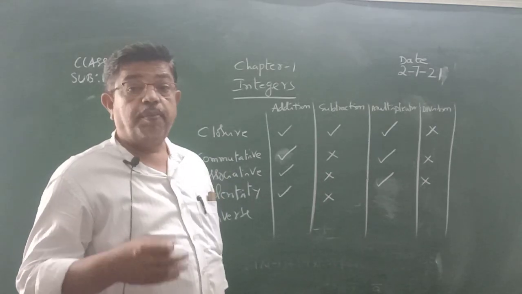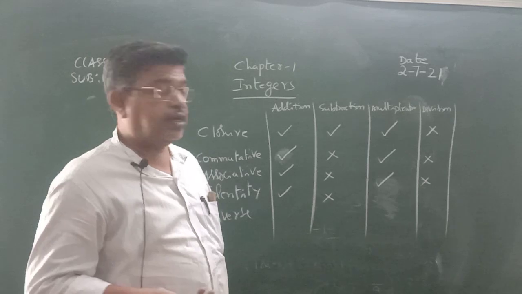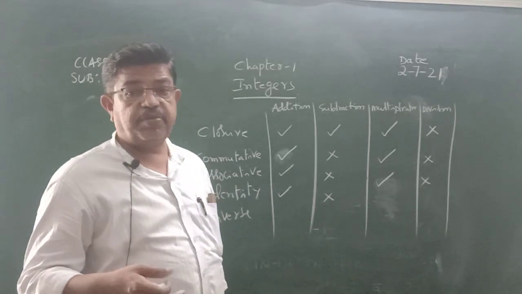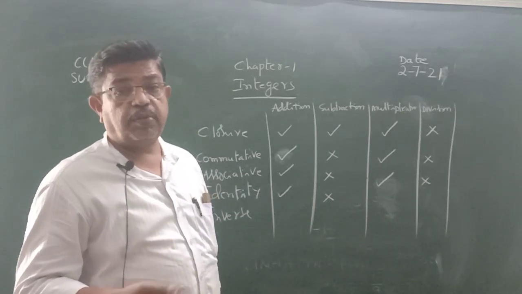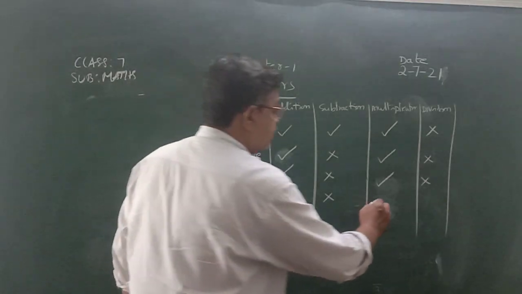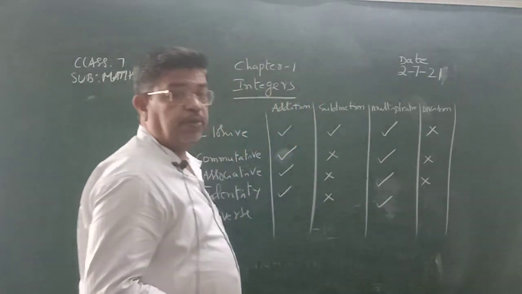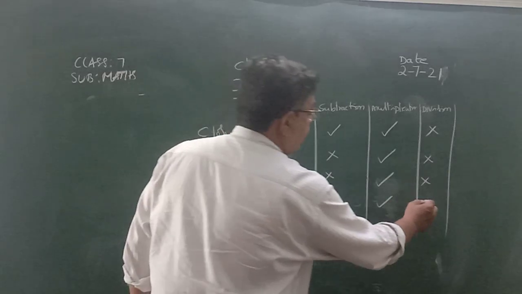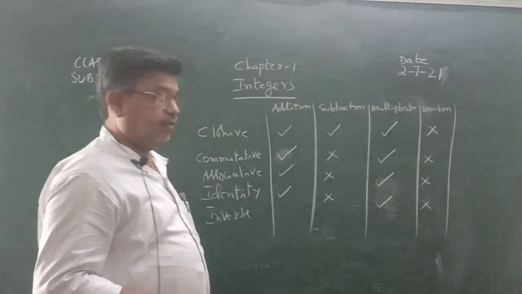Integers have multiplicative identity property. 7 into 1 is the same as 1 into 7. 1 is called the multiplicative identity. Integers have identity property under multiplication, and integers do not have identity property under division.